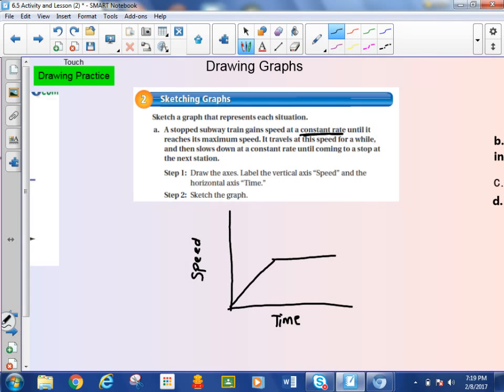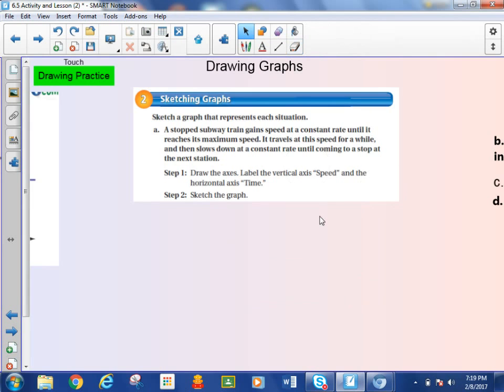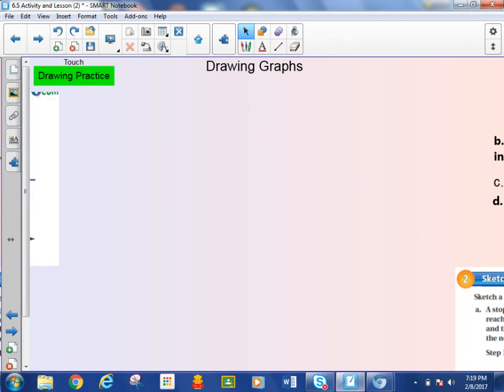It then slows down at a constant rate until coming to a stop at the next station. Slows down at a constant rate. Okay, remember constant's going to be using a straight line. So that is working through and graphing out a scenario. So we're going to try a few more of those. So your first thing is to set up your axis lines.